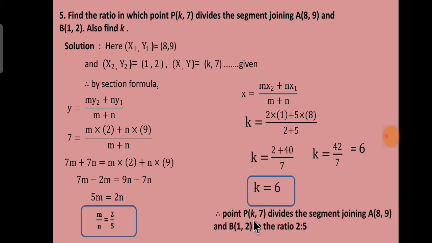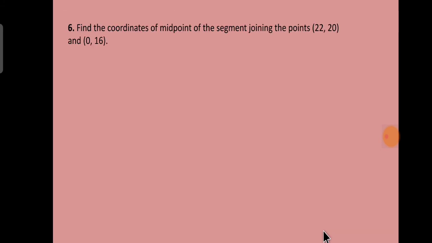Therefore point P, k comma 7, divides the segment joining A, in bracket 8 comma 9, and B, in bracket 1 comma 2, in the ratio 2:5.